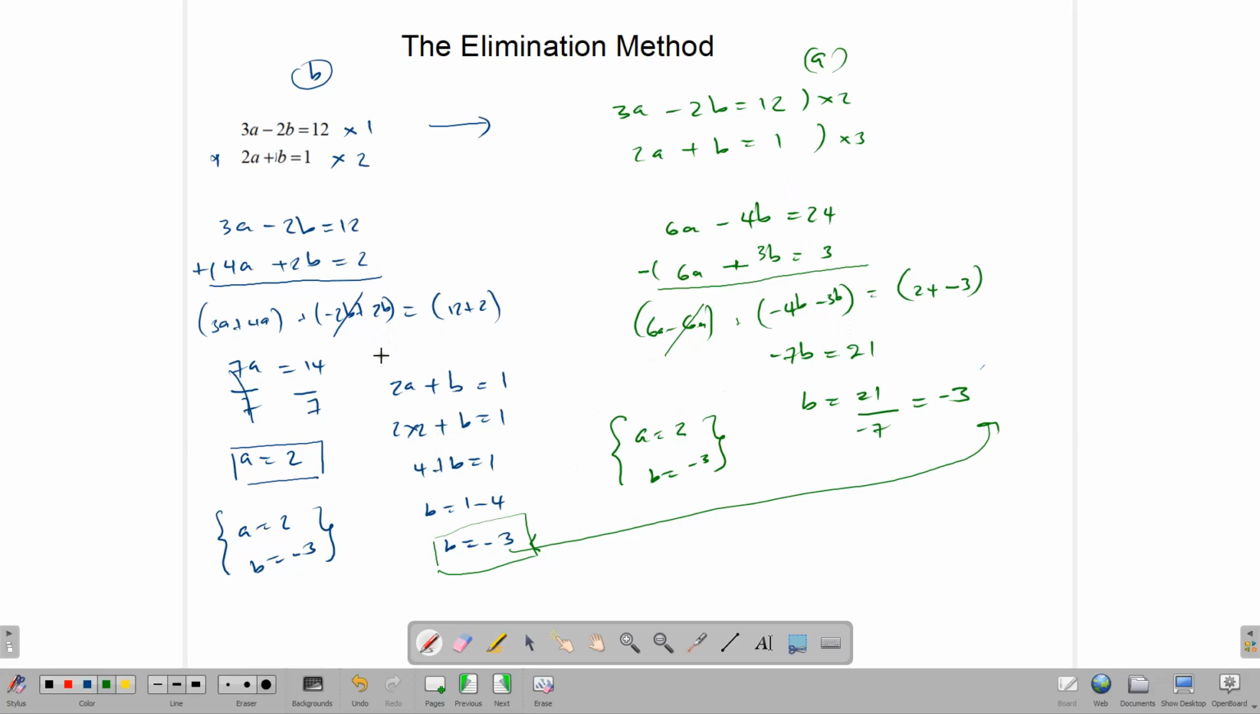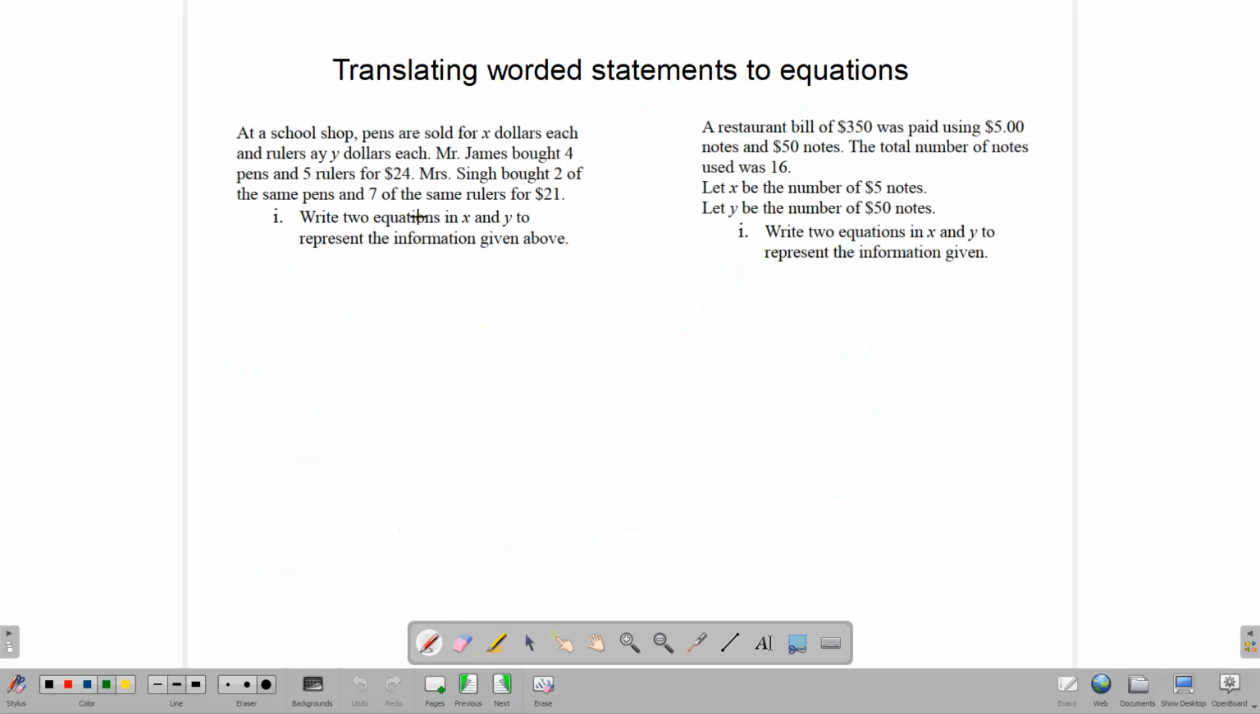Now that you have become familiar with the method, you need to find some questions and practice with it to get better at it. In the next part of this lesson, we're going to spend some time looking at how to write equations from worded statements.